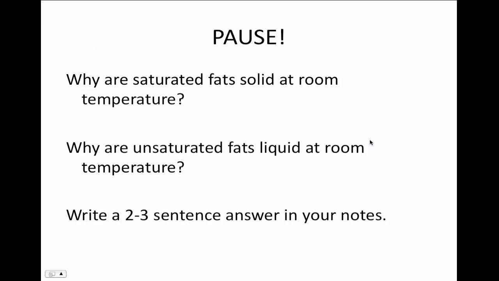So I would like you right now to pause the screen, and you are going to write a 2 to 3 sentence answer in your notes that answers these two questions. Why are saturated fats solid at room temperature, and why are unsaturated fats liquid at room temperature? Ready? Pause.